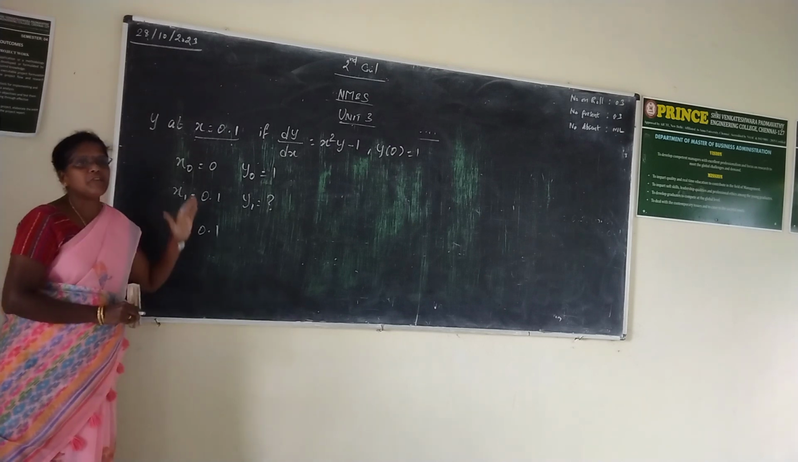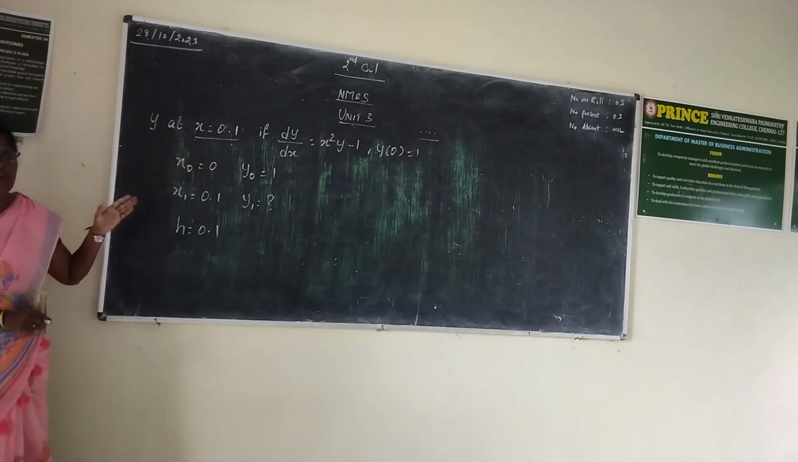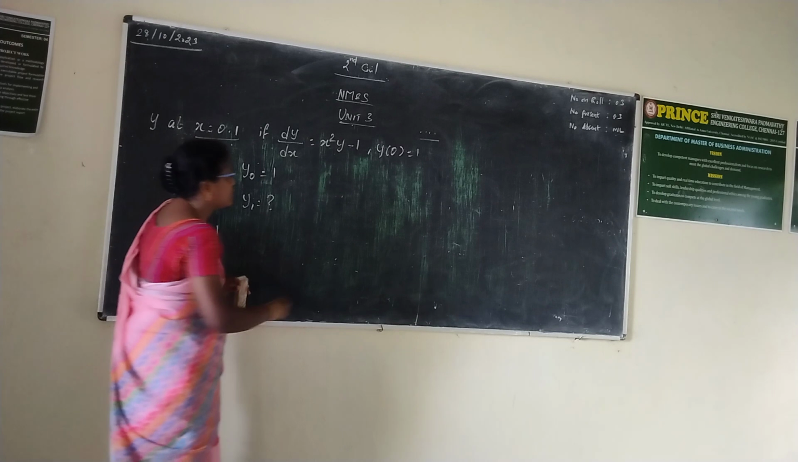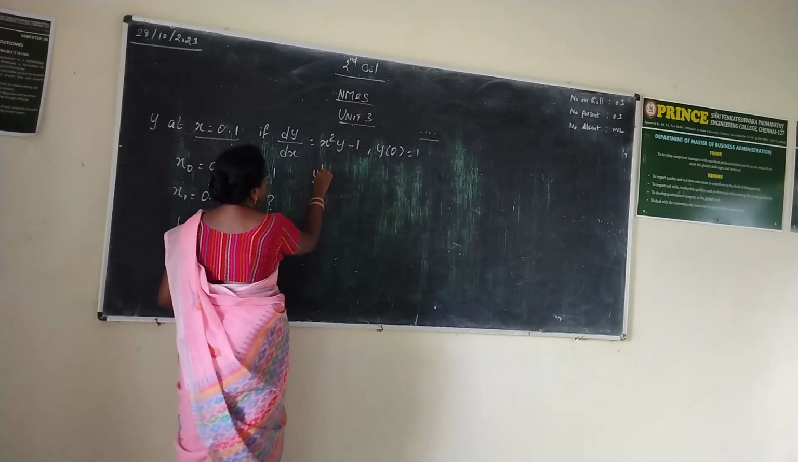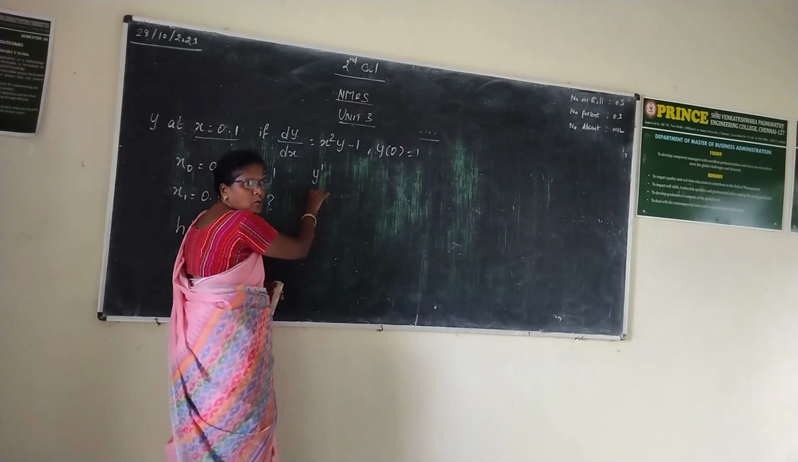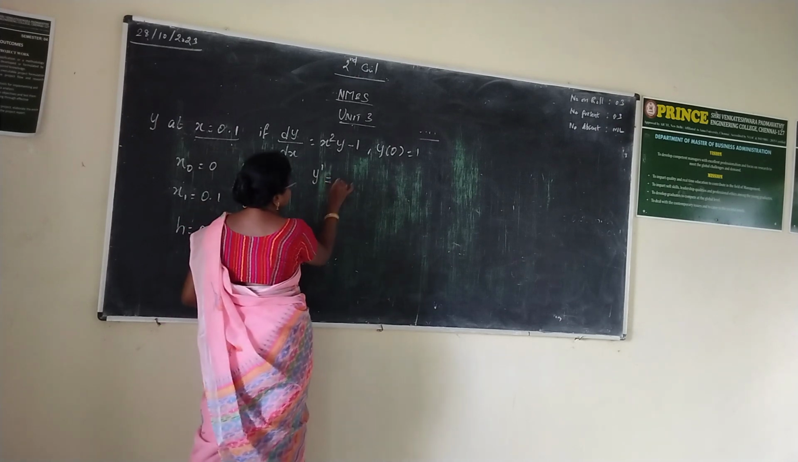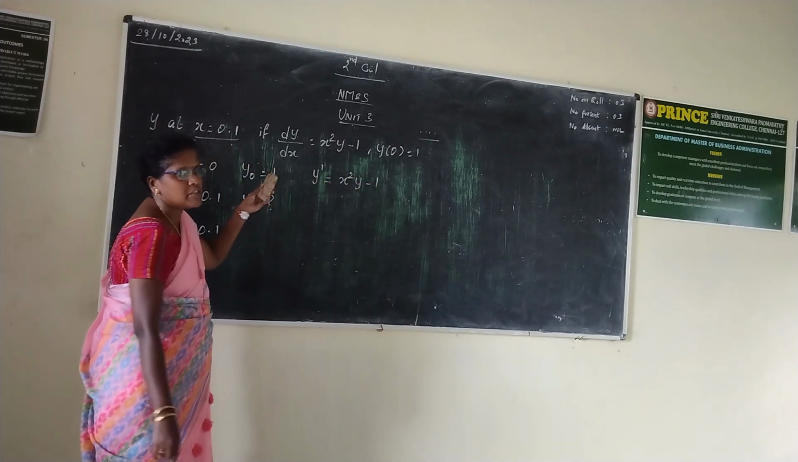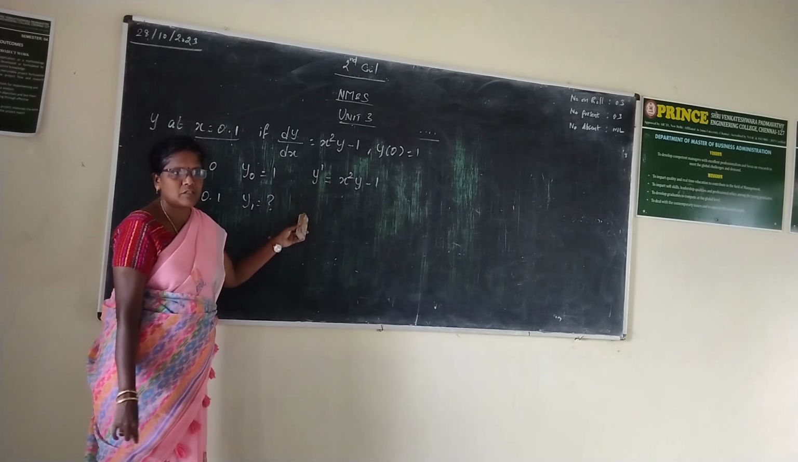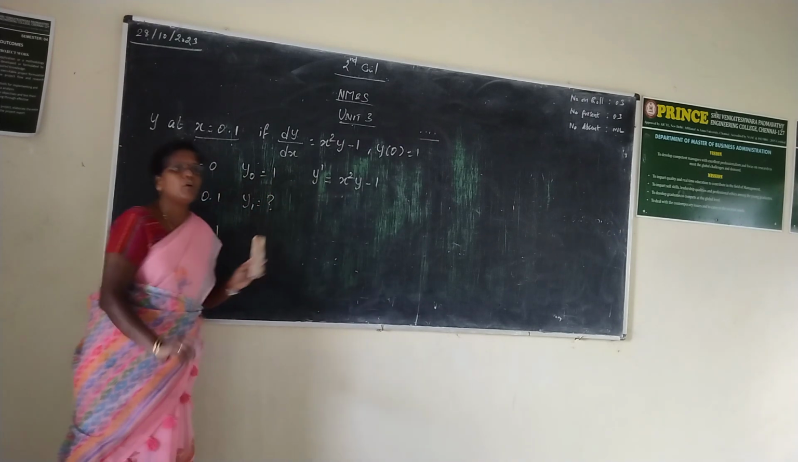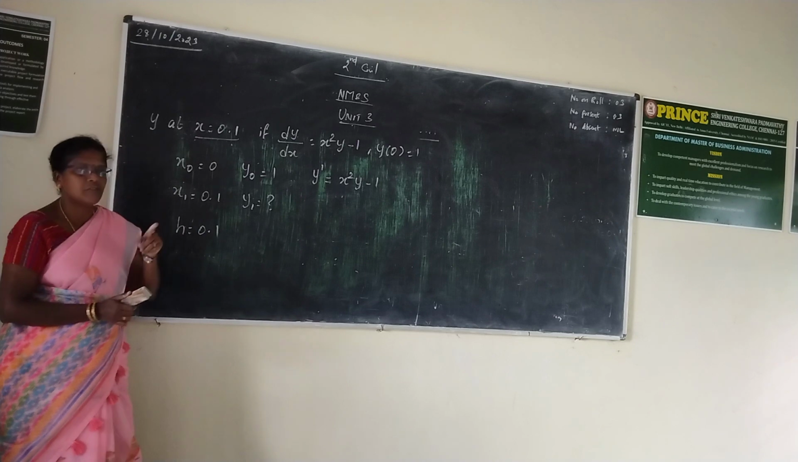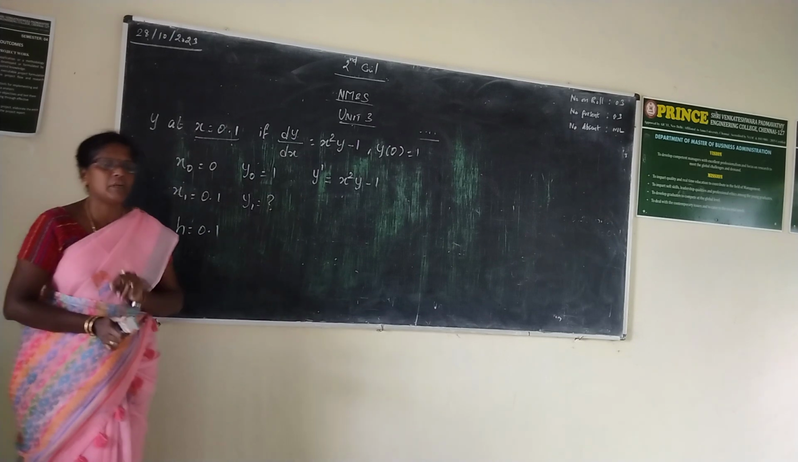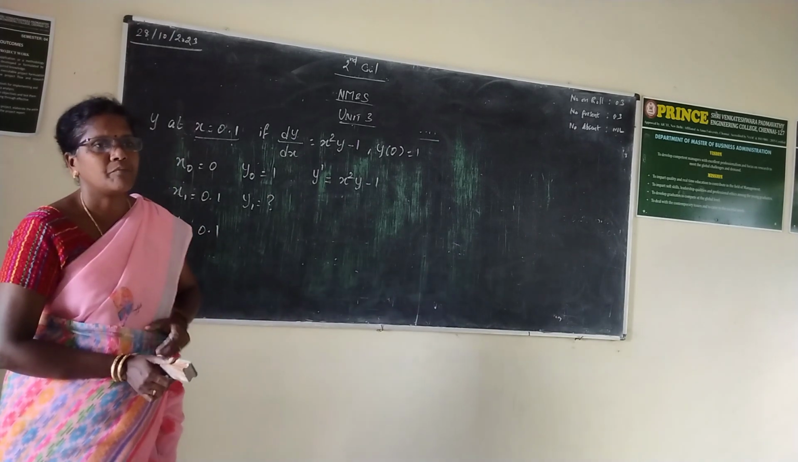Next we identify the differential equation given. Denote dy by dx as y dash. So y dash equals x square y minus 1. The first derivative is given by y dash. This is the given condition. Now we are going to find y1. I gave you the formula, right? What do we need to substitute into the formula? See the formula.